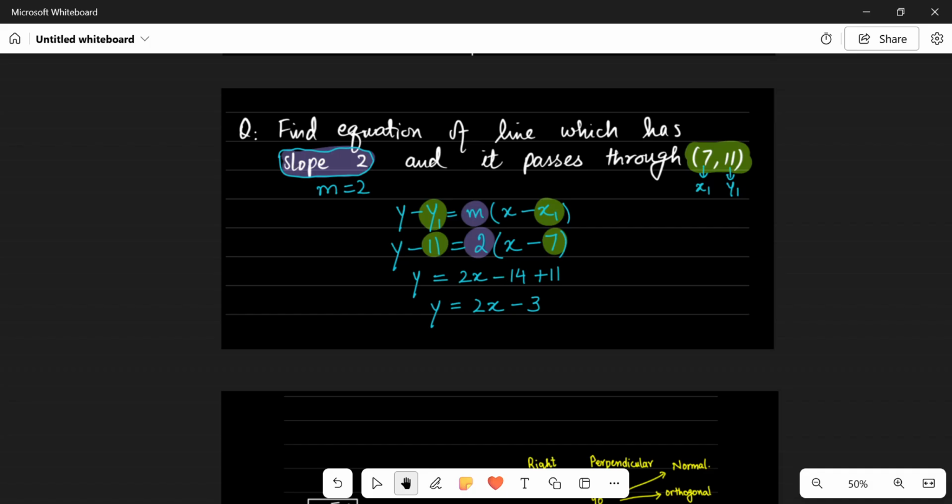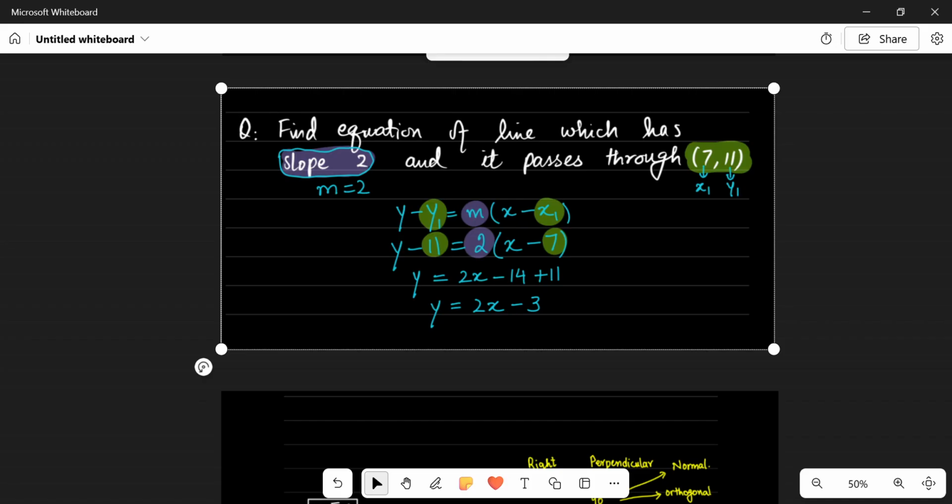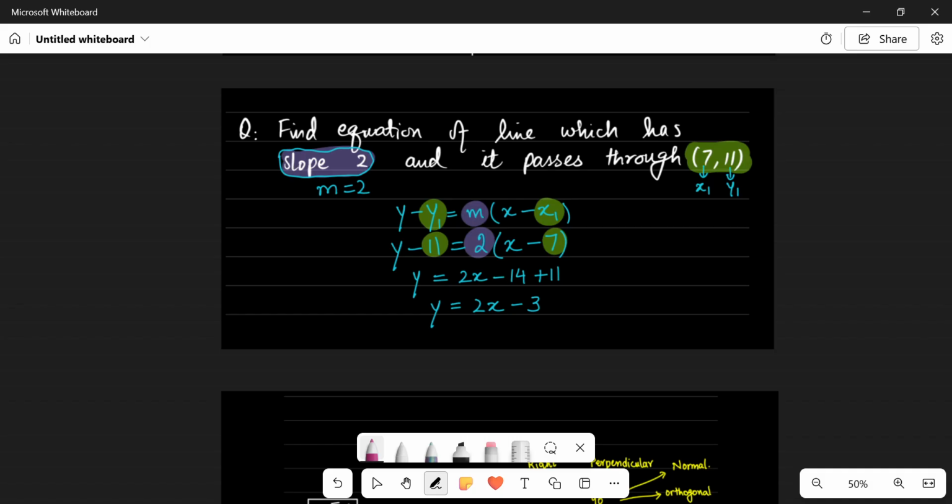Now, the question: find the equation of a line which has slope 2 and passes through these points. Again, the same formula. You need to substitute the values x1 and y1 from this question. The gradient is given to you as 2. Substitute the values and you have found the equation of a line. Next thing.